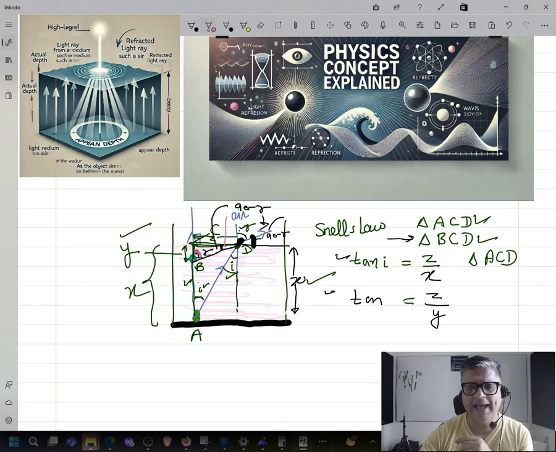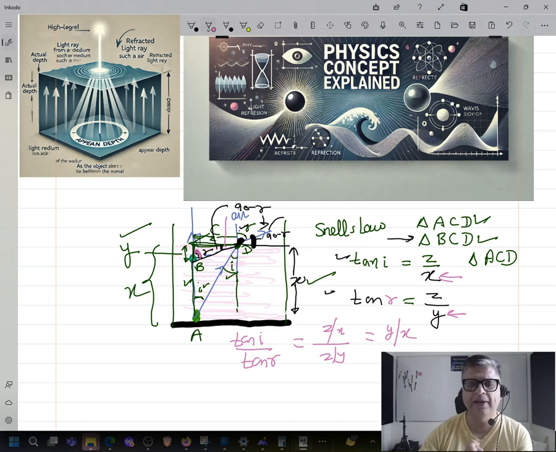So can I write tan of R is equal to Z by Y, right? I can, absolutely. So this is my real depth, and this is my apparent depth. Should I divide them? Yes. So tan I upon tan R is equal to Z upon X upon Z upon Y, which is equal to Y upon X. Okay, so we have established a relationship between the angle of incidence and the angle of refraction. But the point is, we said we will use Snell's law.